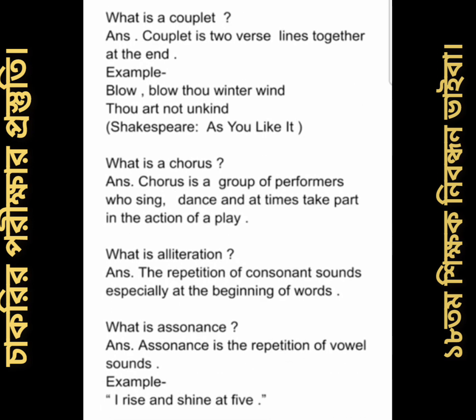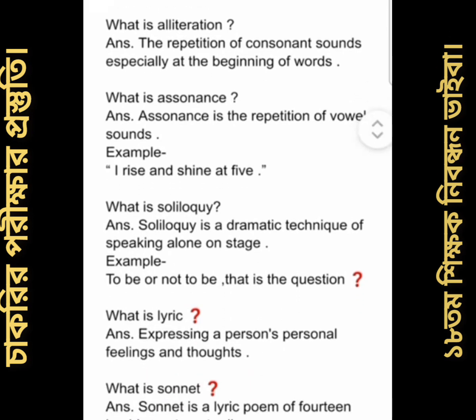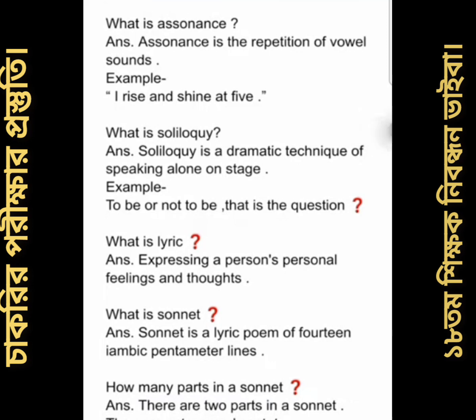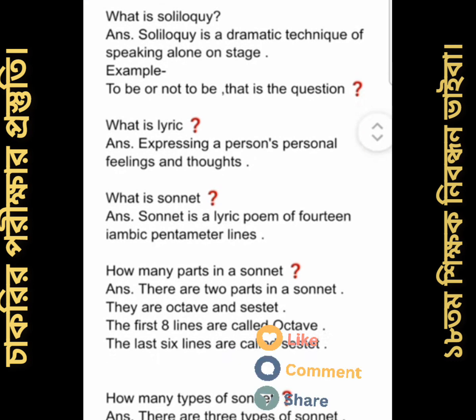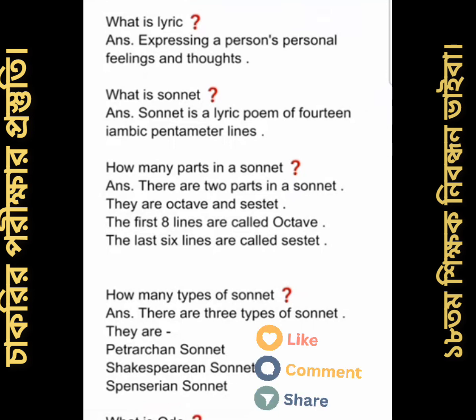What is couplet? Couplet is two verse lines that rhyme together at the end. What is chorus? Chorus is a group of performers who sing and dance at the same time and take part in the action of a play. What is alliteration? The repetition of consonant sounds, especially at the beginning of words. What is assonance? Assonance is the repetition of vowel sounds. What is soliloquy? Soliloquy is a dramatic technique of speaking alone on stage. To be or not to be, that is the question. It is an example. What is lyric? Expressing a person's personal feelings and thoughts.